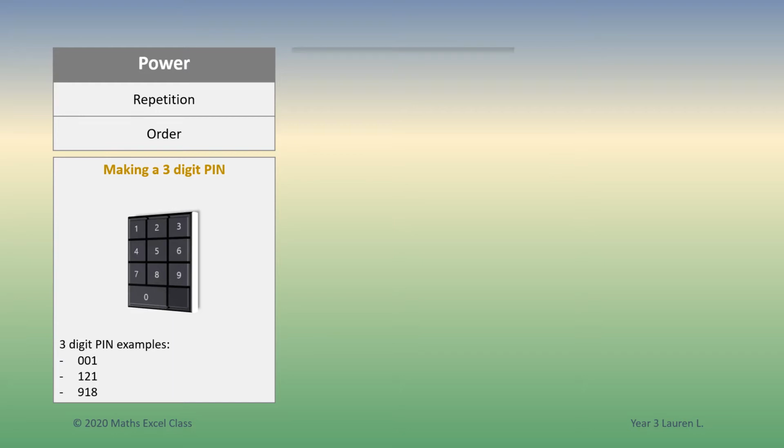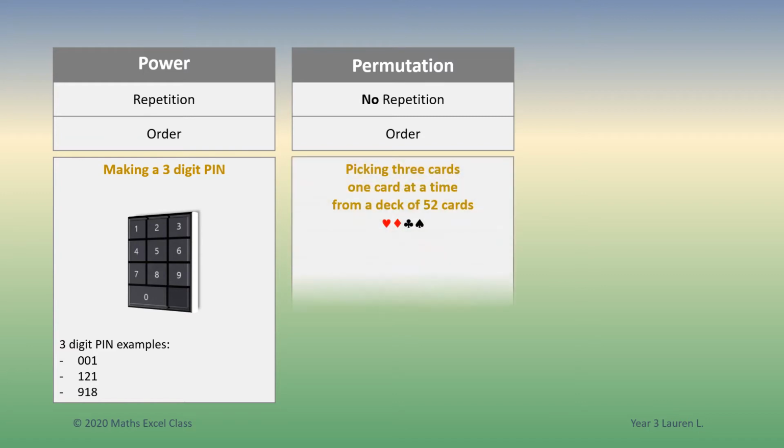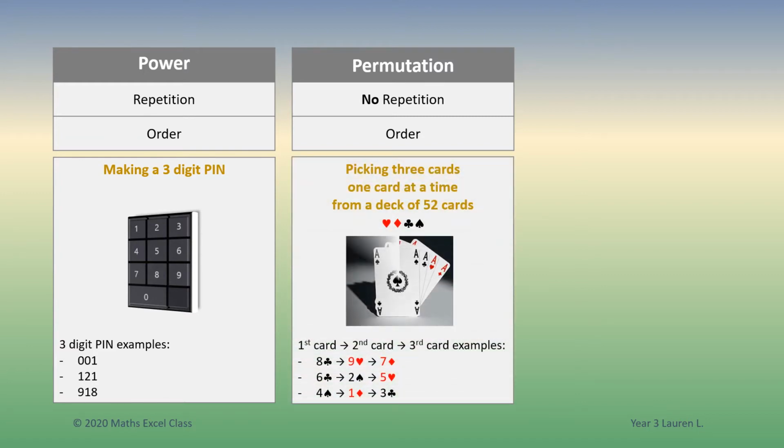In permutation, you're not allowed to repeat, but order still matters. We could use an example by picking 3 cards, 1 card at a time, from a deck of 52 cards. There are the symbols heart, diamond, club, and spade. So, the first card, we could have an 8 club, then a 9 heart, and a 7 diamond.